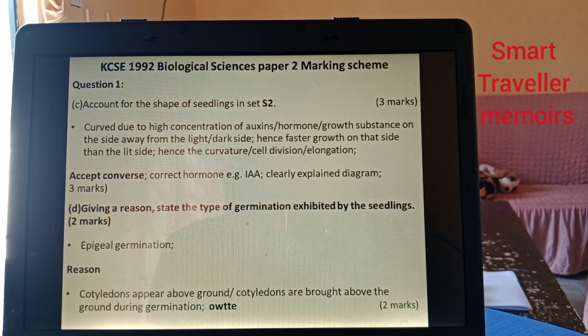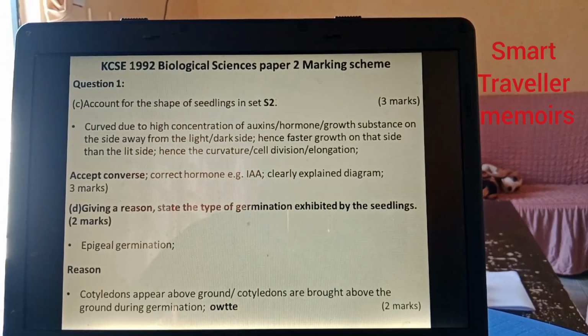D. Giving a reason, state the type of germination exhibited by the seedlings. Epigeal germination. Cotyledons appear above the ground, or cotyledons are brought above the ground during germination, or anything to that effect.